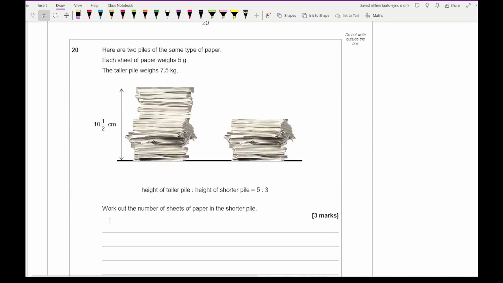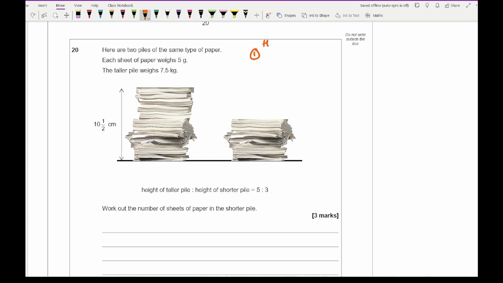Moving on to question 20, it says here are 2 piles of the same type of paper. Each sheet of paper weighs 5 grams and the taller pile weighs 7.5 kilograms. We also know that the height of the taller pile to the height of the shorter pile is in the ratio 5:3, and the question is asking us to work out the number of sheets of paper in the shorter pile. So for this, what we need to do first is work out how many sheets there are in that tall pile.